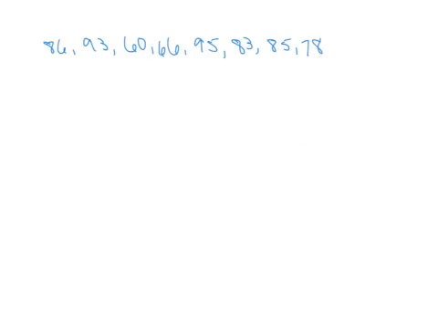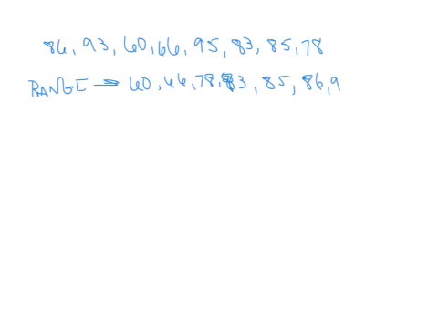Okay, so you take an algebra test, and there are the scores from the algebra test. There are 8 scores, and they're asking me to find the range, and that's going to be my biggest number minus the smallest. So it's always good to put these in the correct order first. So 60, 66, 78, 80, 83, 85, 86, 93, 95. Alright, so we're going to do 95 minus 60, and that's my range.